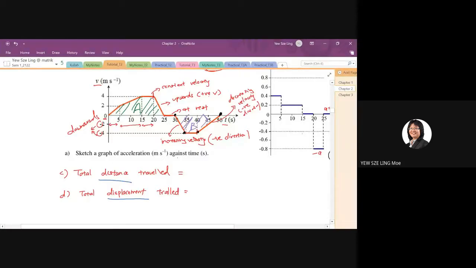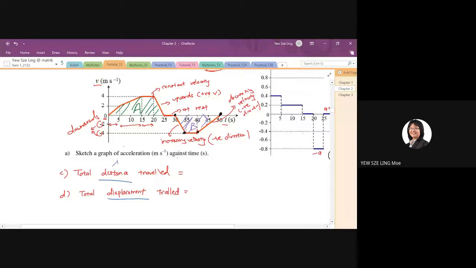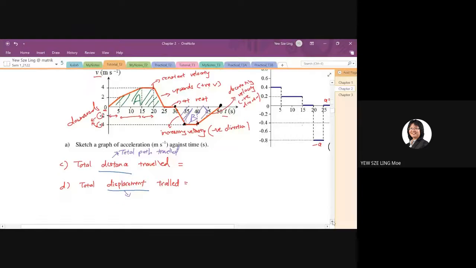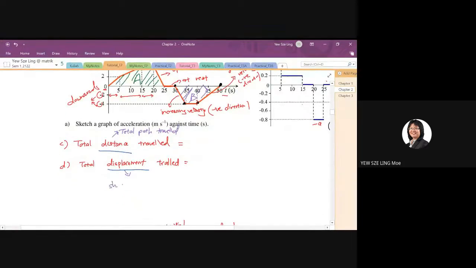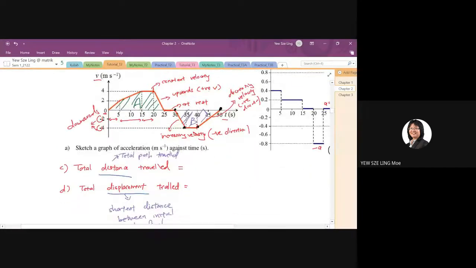So distance means the total path travelled, if you recall the definition. And displacement is the shortest distance between the initial and final positions. So now you have a graph like this, as shown in the diagram.